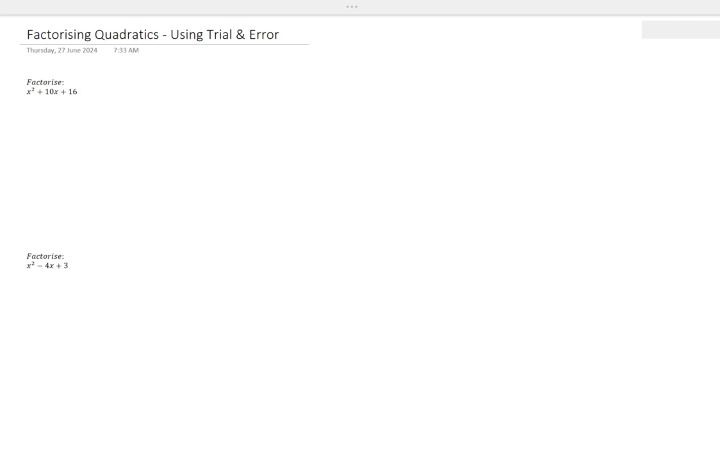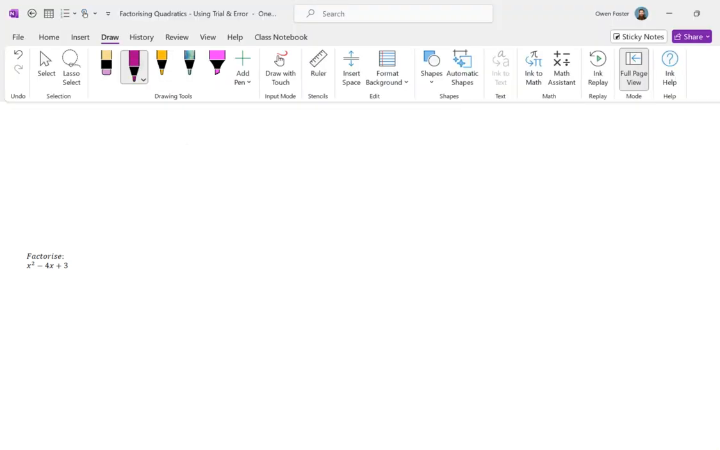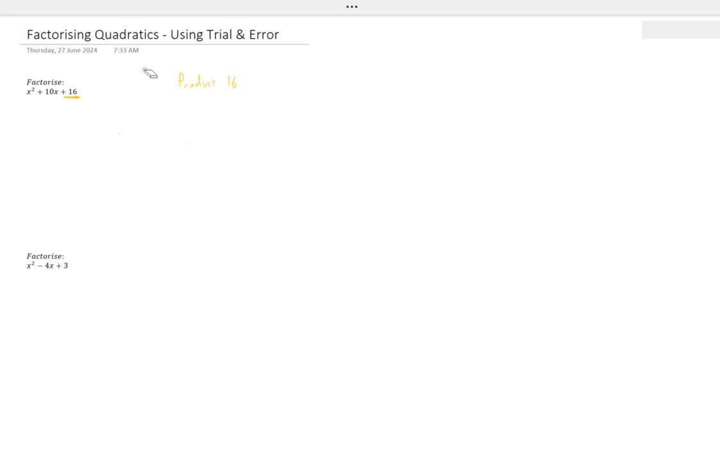Well, firstly, we need two numbers that multiply together to get 16. So they have a product of 16 and they need to add together to 10. So they need to have a sum of 10. Once we have those two numbers, then it's just a matter of putting them into our little factorized form.